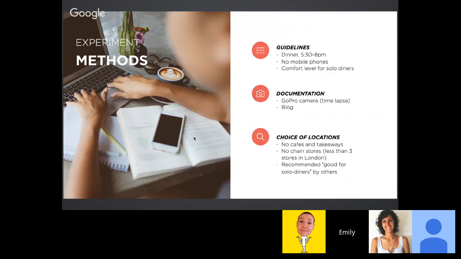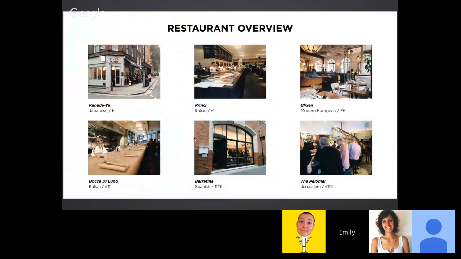In this experiment, cafes and takeaways and chain stores are not in consideration, as they are similar to fast food chains with casual vibes, which doesn't really give people much stress when eating alone. And as you can see, these are the 6 final restaurants that I have selected: Canadaya, Princi, Flexin, Buca di Lupo, Barfina, and the Palomar.